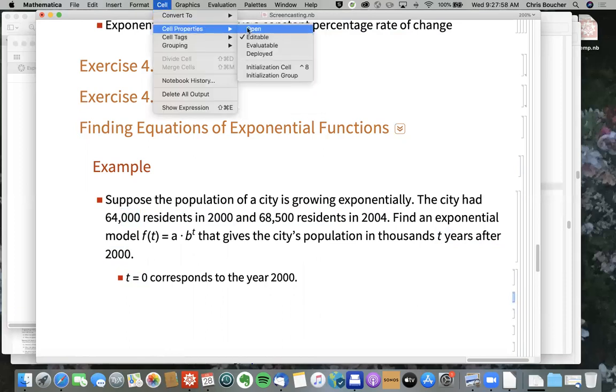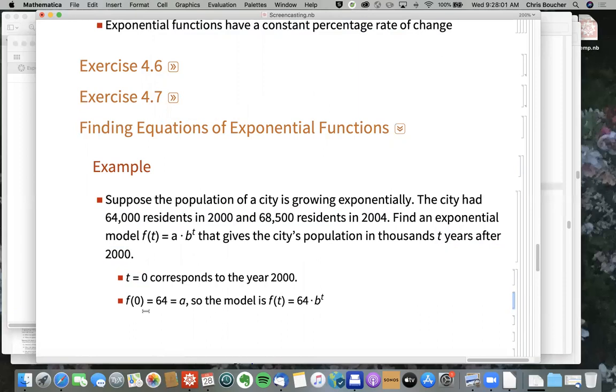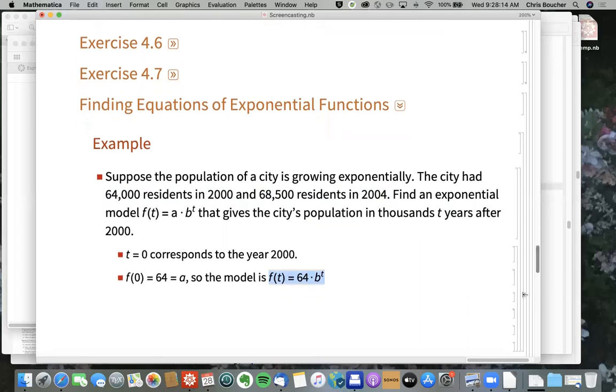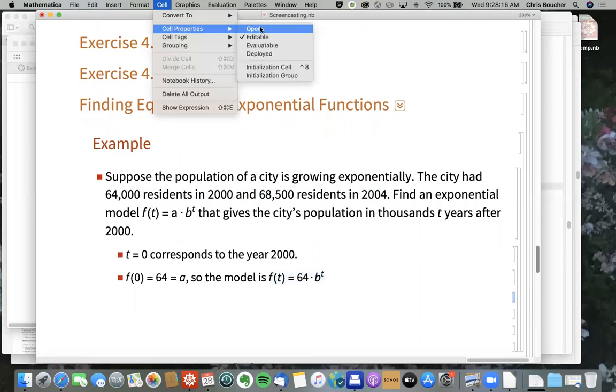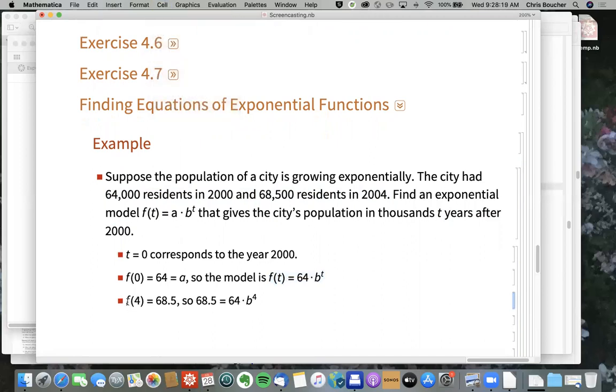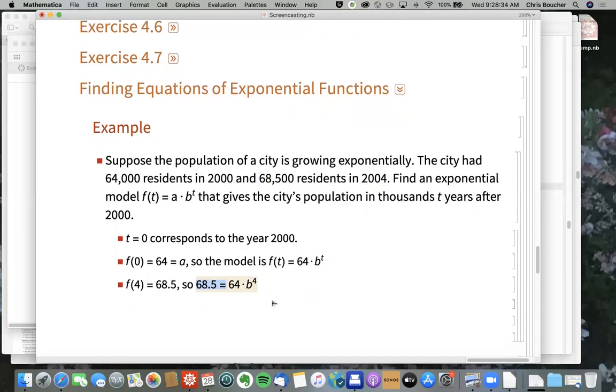So we have a leg up on our model, right? F of 0 is 64. Notice that we're measuring population in thousands. And so the model starts to get specified a little bit. I can fill in the A value. I still don't know the B value. But I do have more information I haven't used yet, right? I know that F of 4 is 68.5, right? 2004 corresponds to T equals 4. And that gives me this equation, right? On the right-hand side here, I've plugged T equals 4 into my model, and on the left is the value that that's supposed to be.